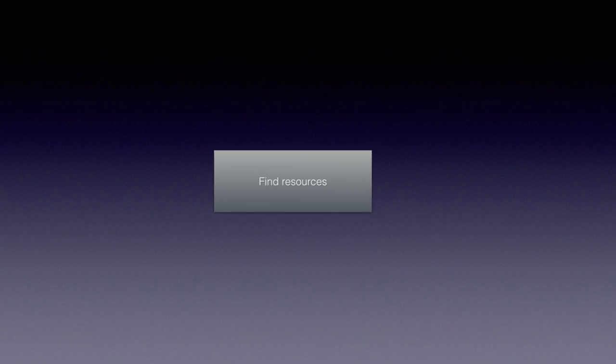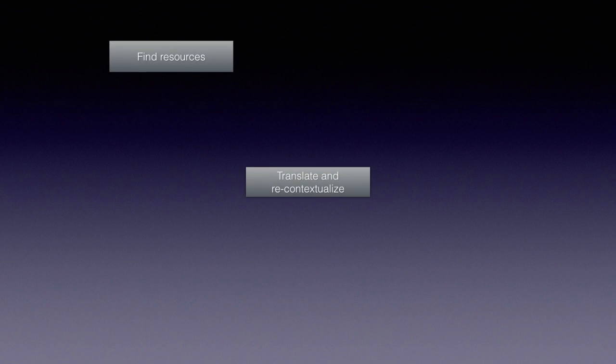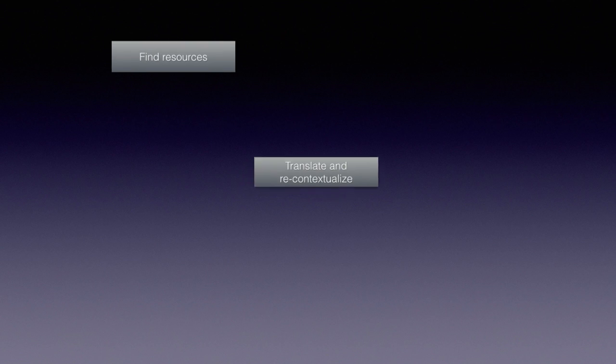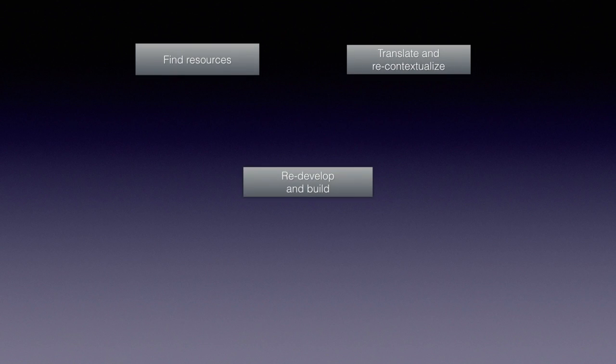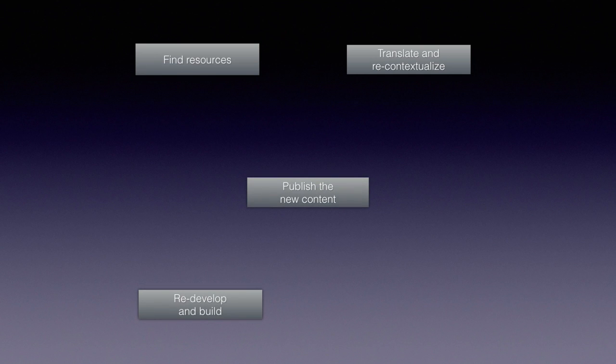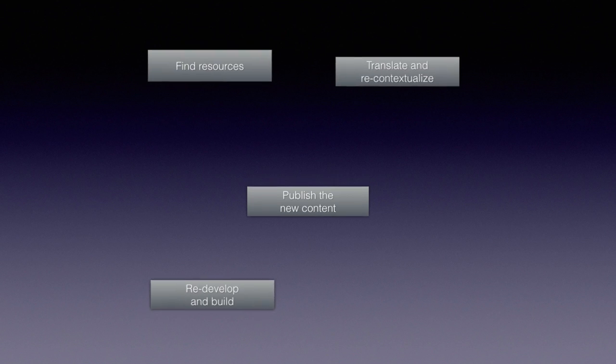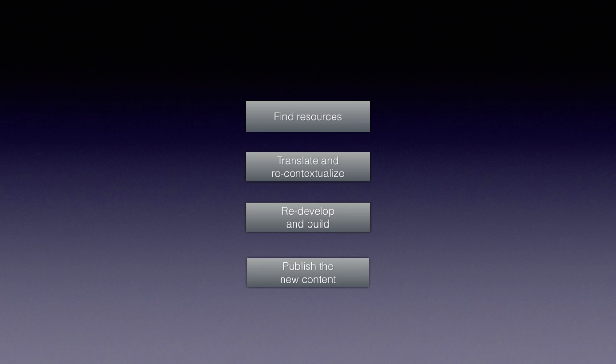So, the first step for us would be to find the resource. The second step would be to translate and recontextualize it. The third step means we very often redevelop and build new content in addition to what we find. And as an end, we publish the new content on the web. And these four steps are usually the structure that we follow when we run through a project.